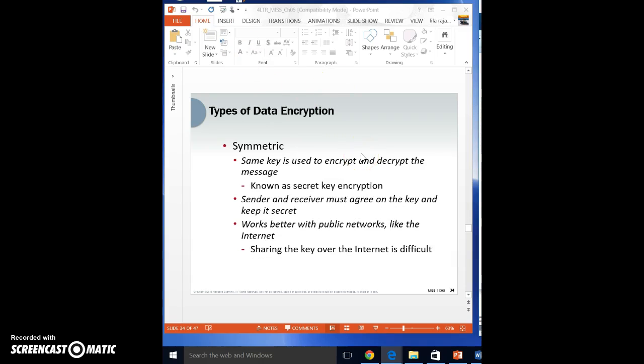The other type of data encryption is symmetric. Symmetric encryption, also sometimes called secret key encryption, uses the same key to encrypt and decrypt. The sender and receiver must agree on the key and keep it secret. So, in the US government, they use a symmetric encryption algorithm with a 56-bit key. The problem with symmetric encryption is that sharing the key over the internet is very difficult.